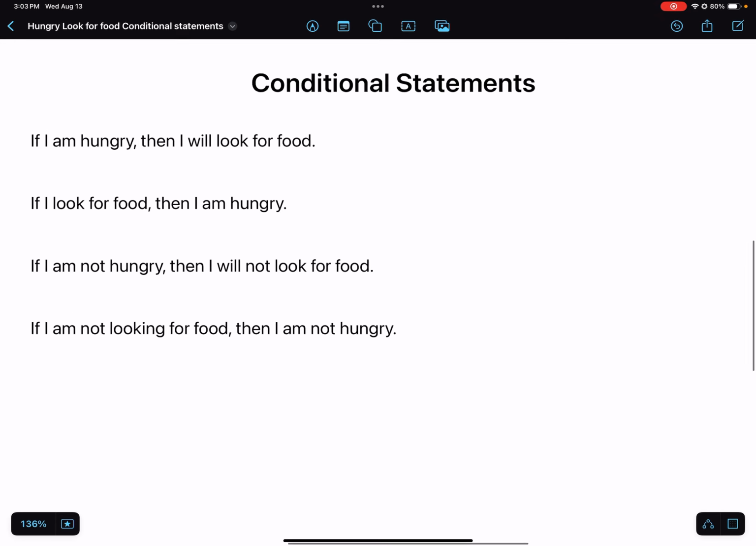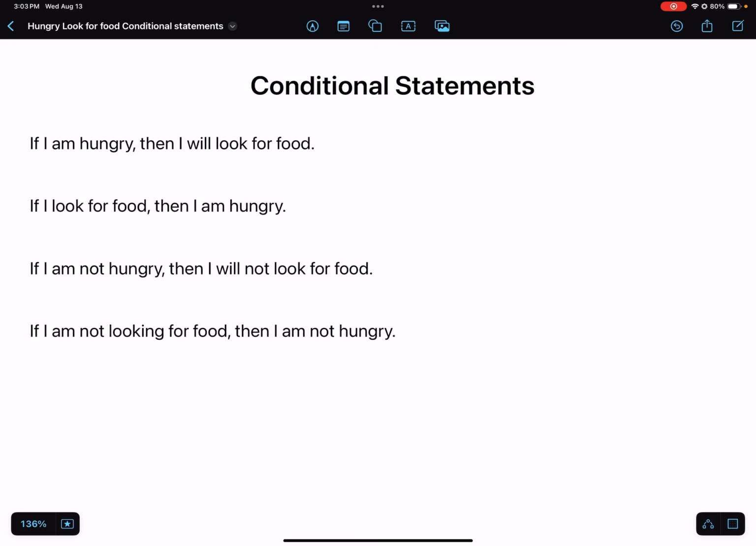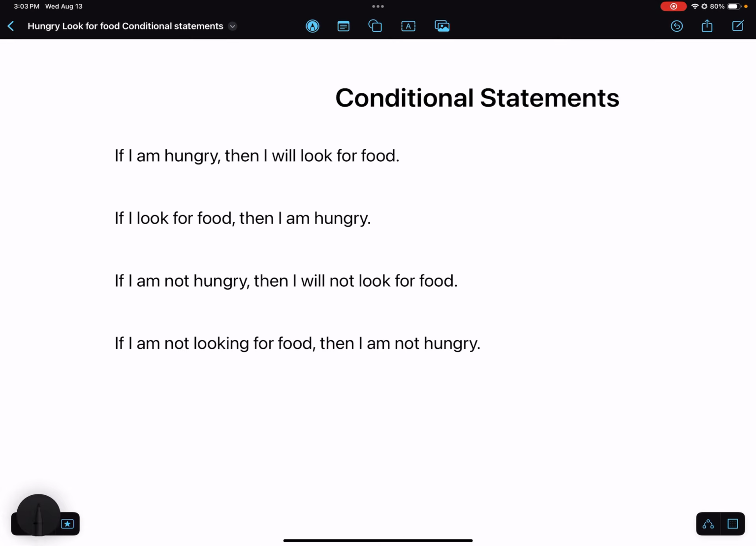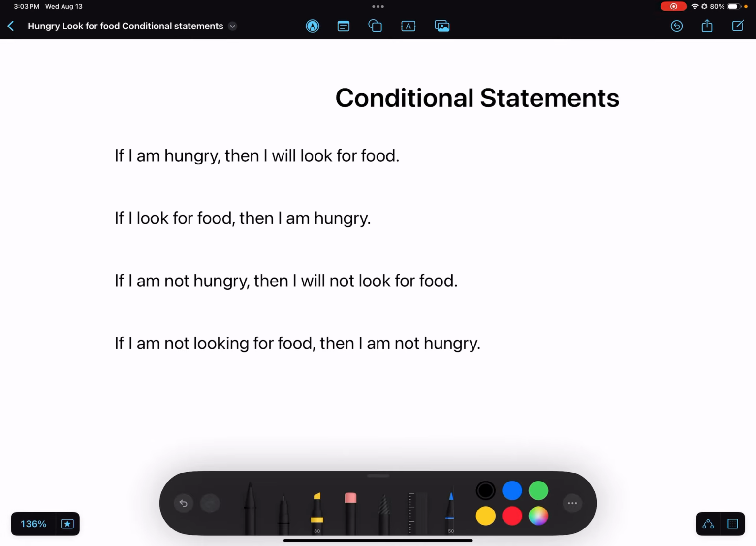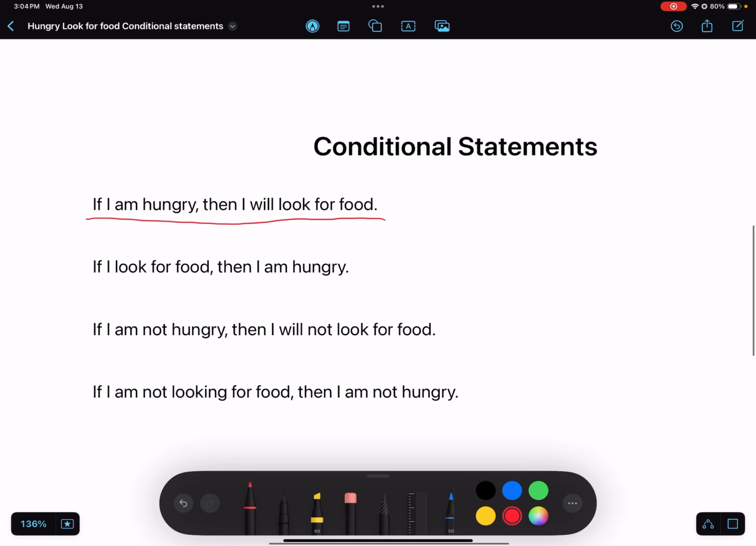So our base example sentence that we're going to start with is, if I am hungry, then I will look for food. So this is our conditional statement. We're going to go ahead and underline this here because this is the base form. It's the conditional statement. That's what we call this. This is the primary, the logical, or conditional statement. Okay, this is kind of like our starting point here.